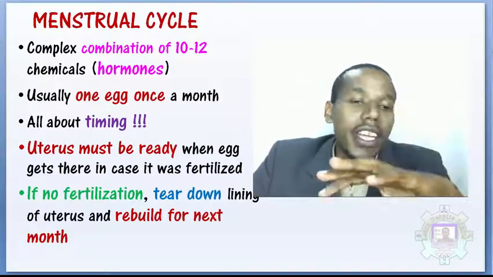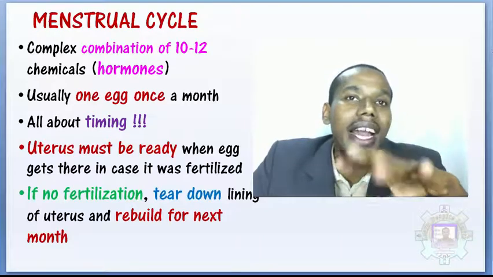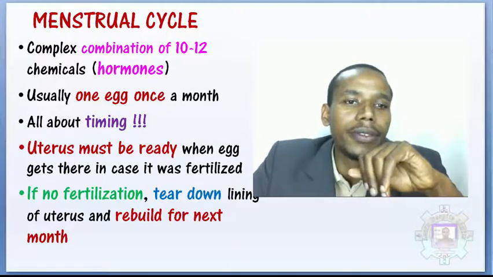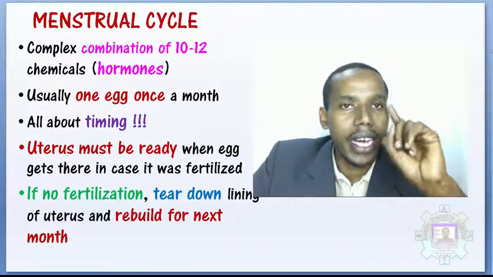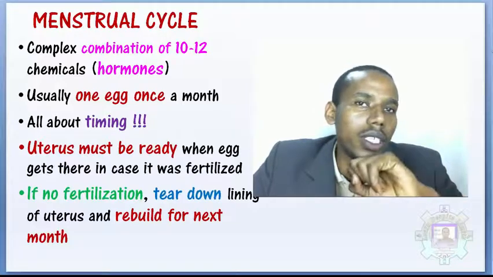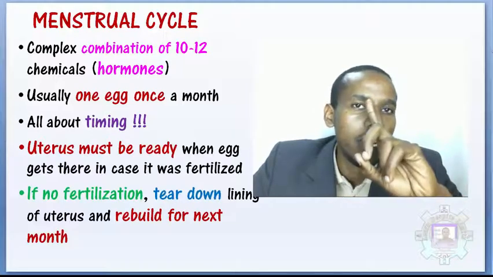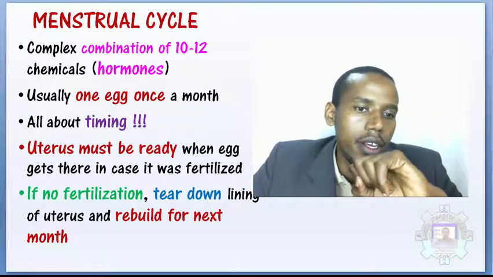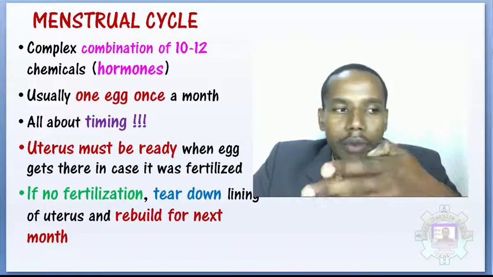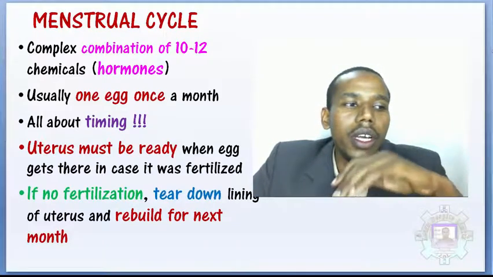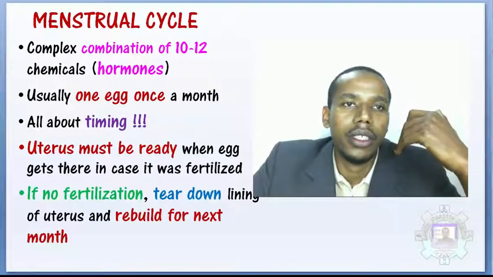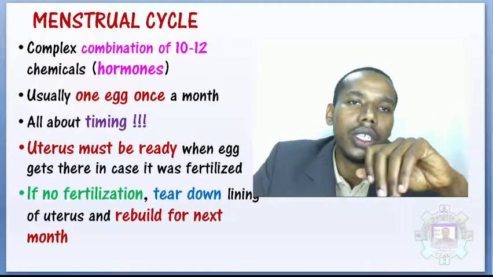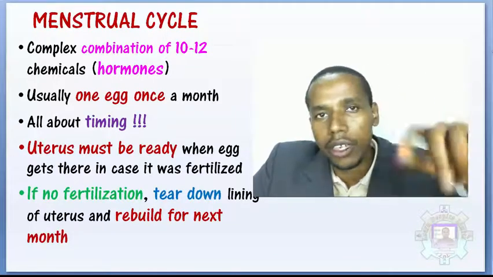If there's no fertilization, then the tearing down of the lining usually happens, and that is when we start to count the menstrual cycle, day 1, followed by rebuilding, and then extra nutrition, and then if there's no fertilization, back to stage 1.